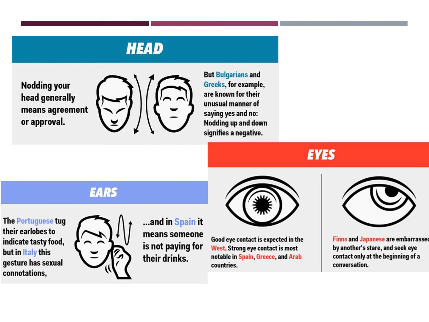In Portugal, the Portuguese tug their earlobes to indicate tasty food, but in Italy this gesture has sexual connotations, and in Spain it means somebody isn't paying for their drinks. In terms of eye contact, good eye contact is expected in the West. Strong eye contact is most notable in Spain, Greece and Arab countries, but Finns and the Japanese are embarrassed by another's stare and seek eye contact only at the beginning of a conversation.